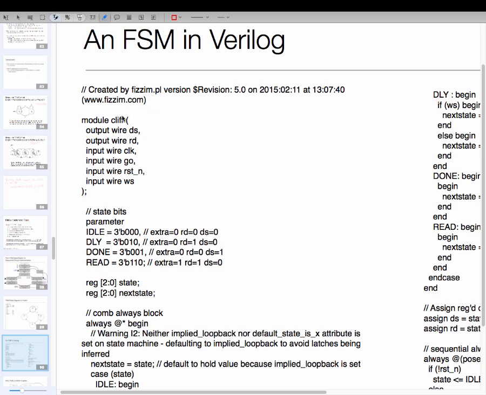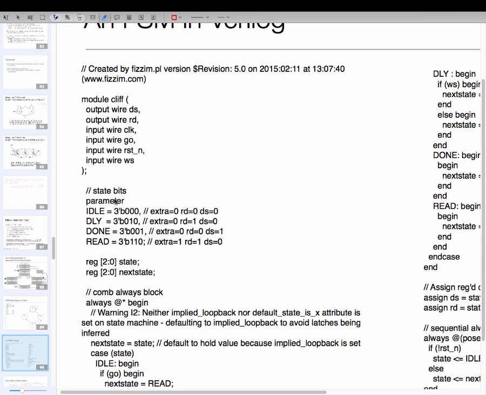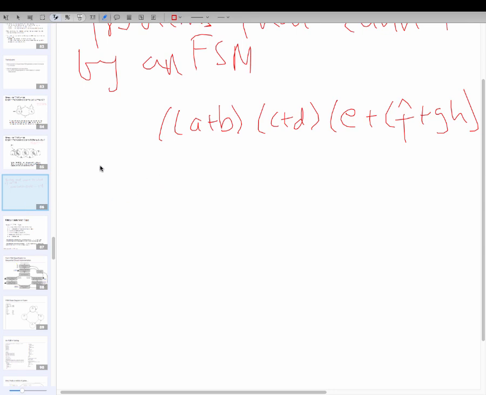It's basically saying that I'm designing a module called Cliff. This is a sample that we had. It has two outputs, DS and RD. It has four inputs: clock, go, reset_n, and ws. It says, what are my states? Remember, I had four states: idle, delay, done, and read. Now, what this tool did is the state assignment. And remember, we had told it that I want these out here.